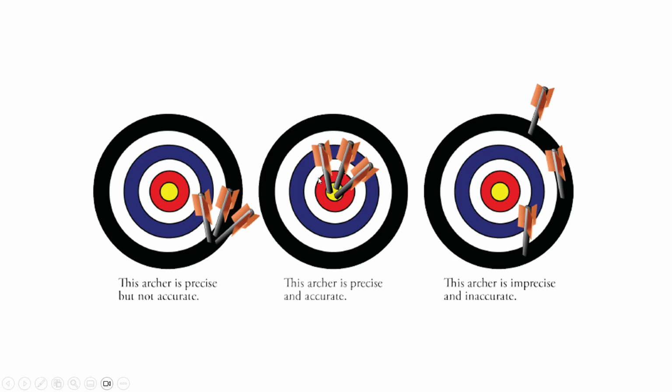Here you can see this is precise and accurate. So they got it in the correct spot every time. So it's precise because they got it in the same spot, and it's accurate because it was in the correct spot. This one is imprecise and inaccurate. It's all over the place.